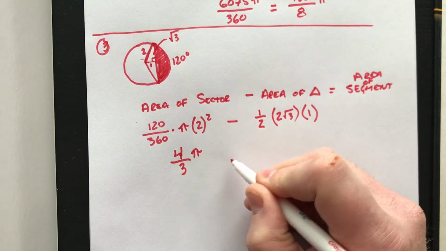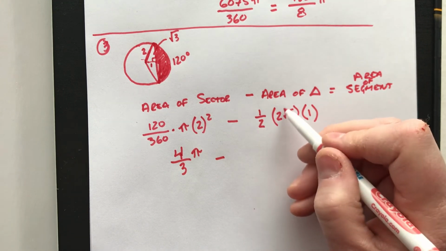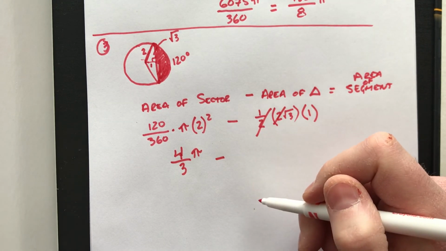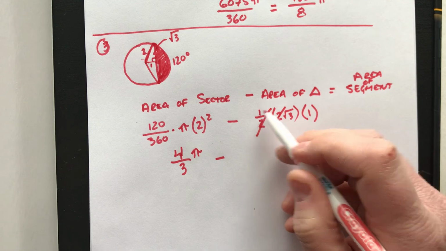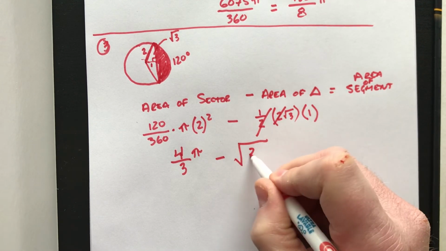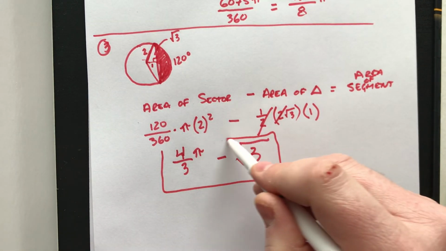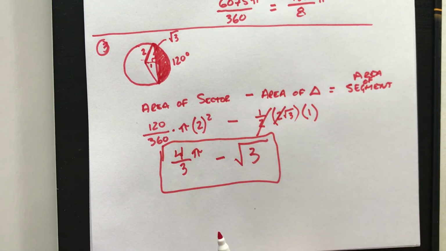So this is equal to 4/3 pi, and we are subtracting off 1/2 times 2, those cancel. What are we left with? 1 times the square root of 3 times 1, which is just the square root of 3. That is your answer for the area of a segment of a circle.